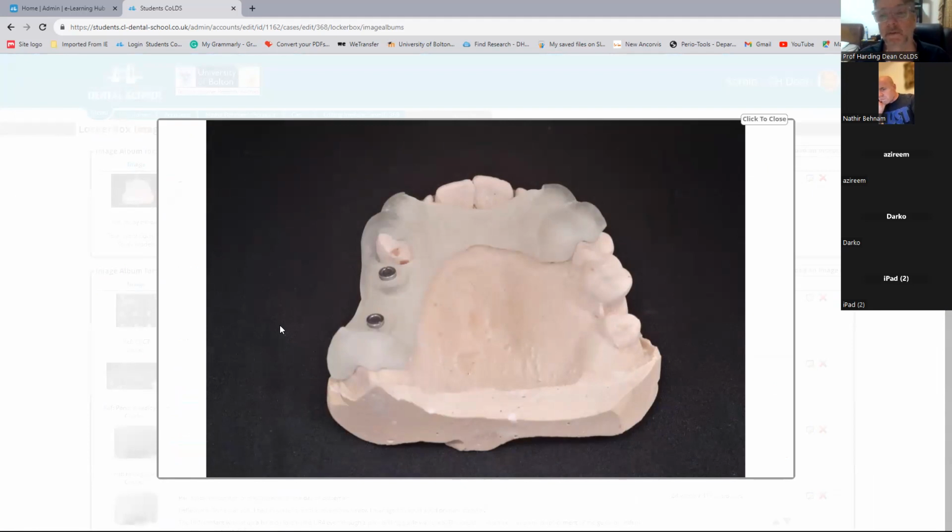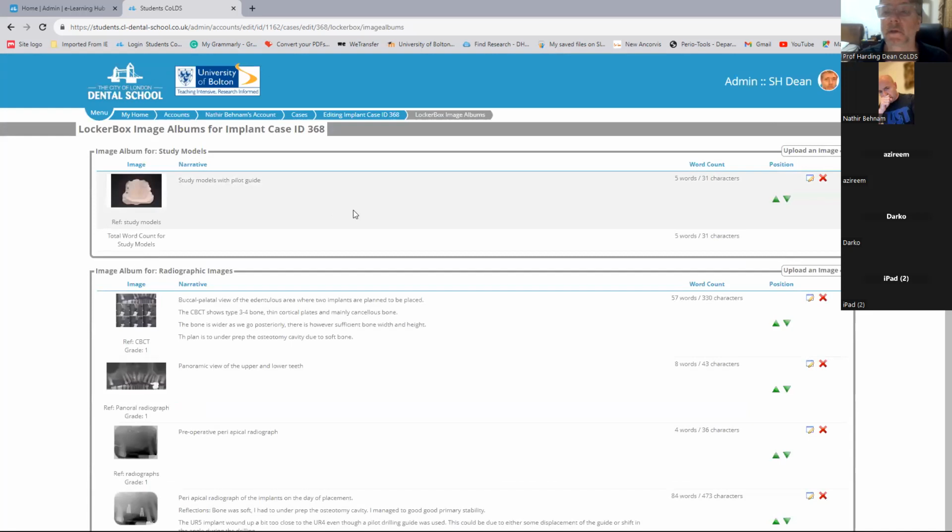It would be nice to show the teeth in occlusion if you can, in an articulator or something like that. It would help with the occlusal analysis. We can now see a lot more of what you've got there. I can close that down, and then I can also look at the narrative you've put there. You've just put study models with pilot guide. It's not really a very descriptive narrative of what you've got there.